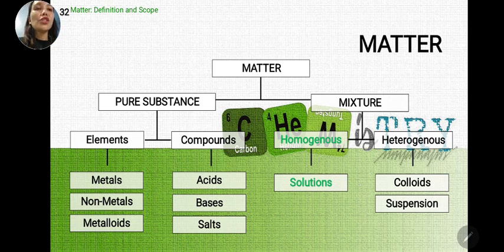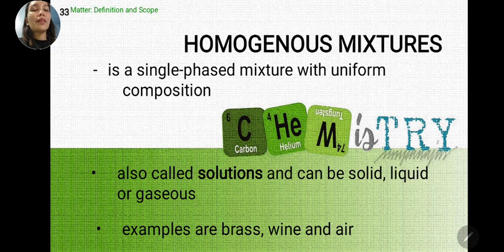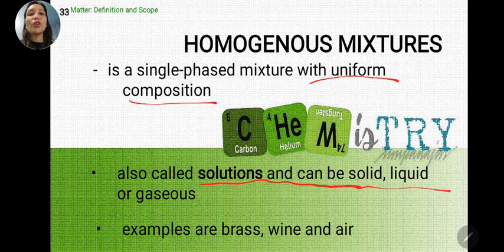So, next are homogeneous solutions, heterogeneous. Homogeneous mixtures are single-phase mixture with uniform composition. So, kapag tiningnan mo siya, parang new compound lang siya na isa lang siya. They are also called solutions and it can be solid, liquid, or gaseous states. So, the examples are brass for solid, wine for liquid, and air for gas.